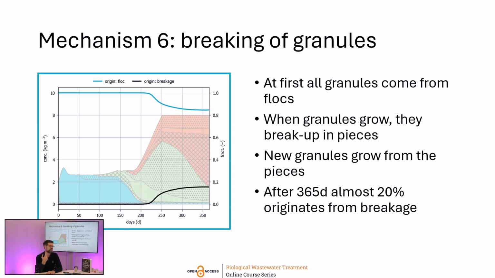And what we saw in the simulation in this case, is that after a year, almost 20% of the granules in the reactor originated from a piece of an old granule. So even though they are old and breaking up, they're still bringing life to new granules, basically. And that, we think, is a really important part of the life cycle of the granule, that after it dies, it still is a seed for new life. So yeah, breaking is a good thing in this case.